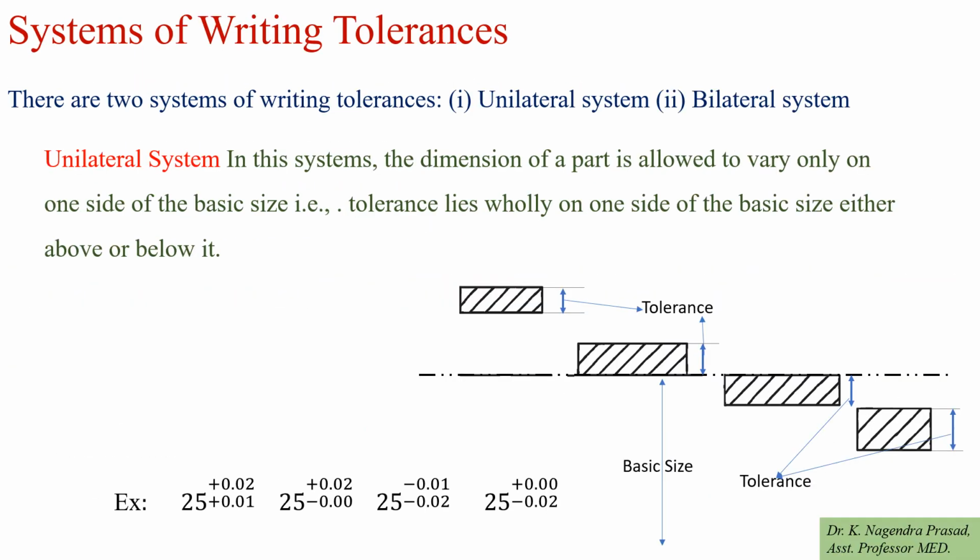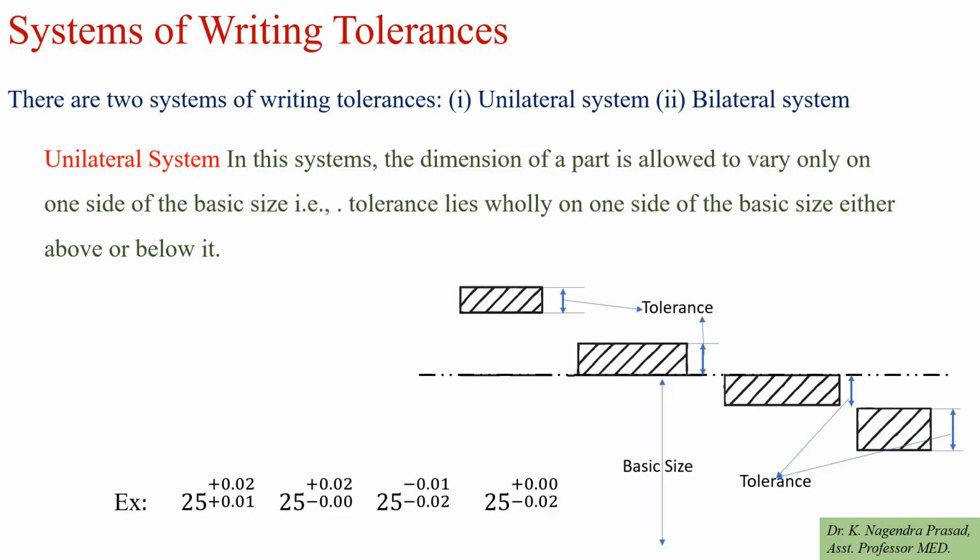So next we have to discuss the systems of writing tolerances. There are two systems of writing tolerances. The first one is the unilateral tolerance system. The second one is the bilateral tolerance system. First, let's look at the unilateral tolerance system.